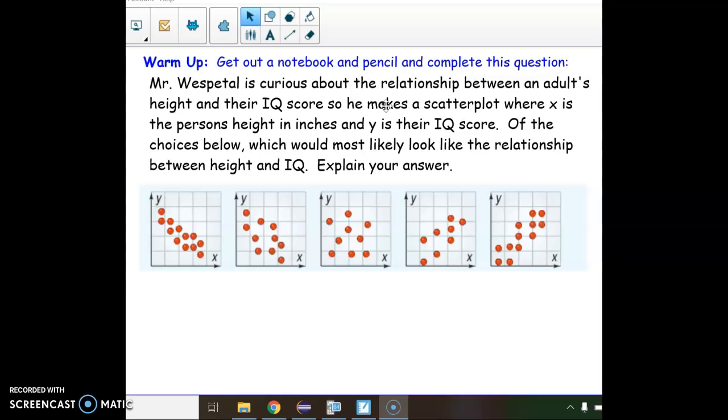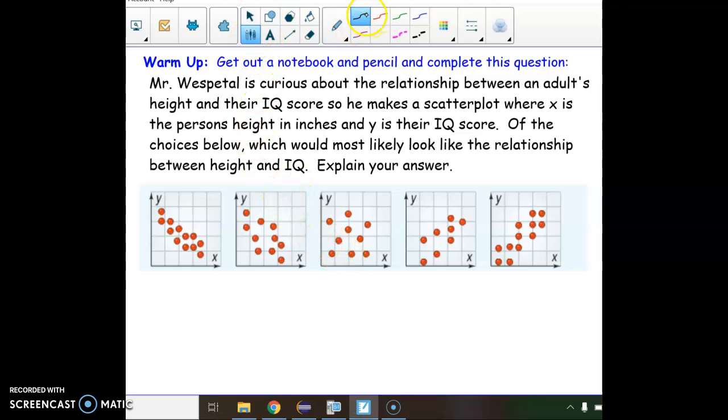What I have here is a picture of some different scatter plots, and you have to figure out which one would show the relationship between a person's height, how tall they are, assuming they're an adult, and their IQ score. Generally on these lessons, I'd like you to pause the video and try them first before watching the solution. Do that here. And then I'll go over the answer.